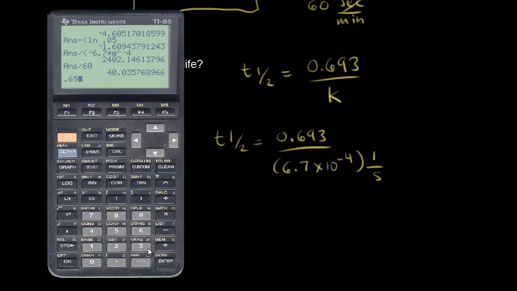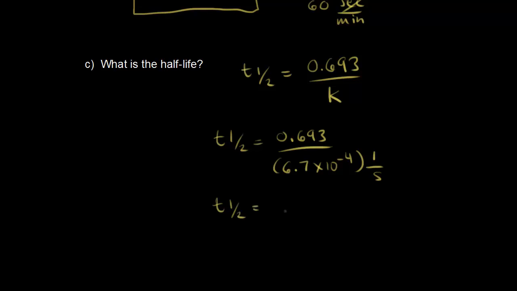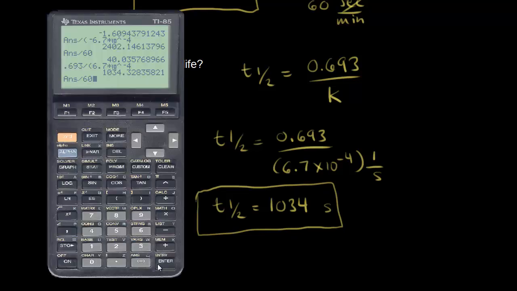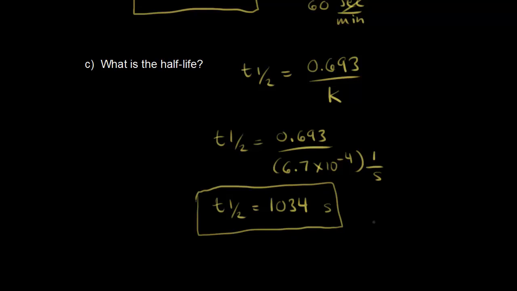So we have 0.693, divide that by 6.7 times 10 to the negative 4. And so we get 1,034. So T1/2, which is the half-life, is 1,034. And the units would be seconds. So 1,034 seconds. If you wanted to convert that into minutes, we could just divide that by 60 seconds, and that gives us approximately 17 minutes. So we'll round that to approximately 17 minutes is the half-life.